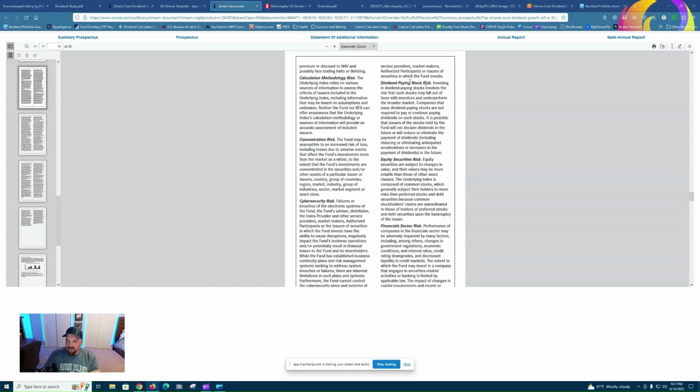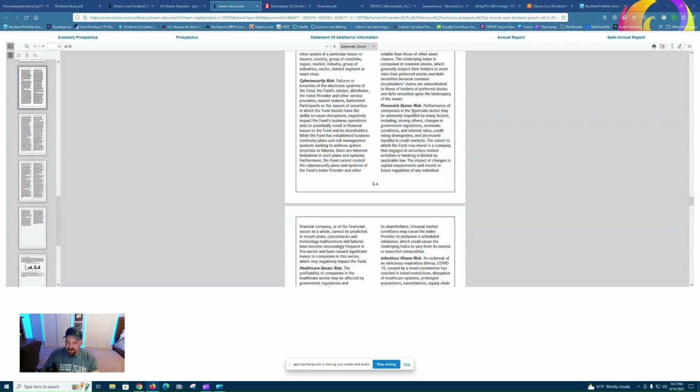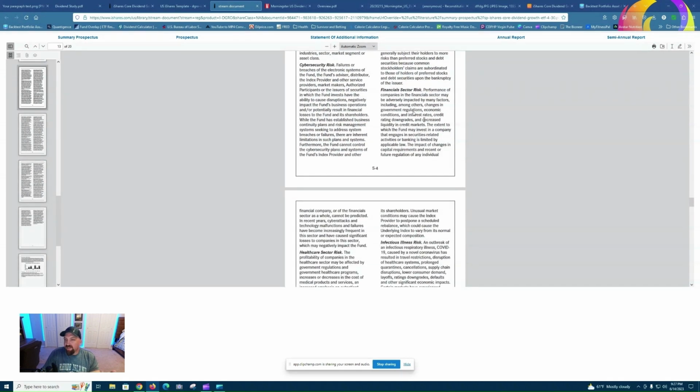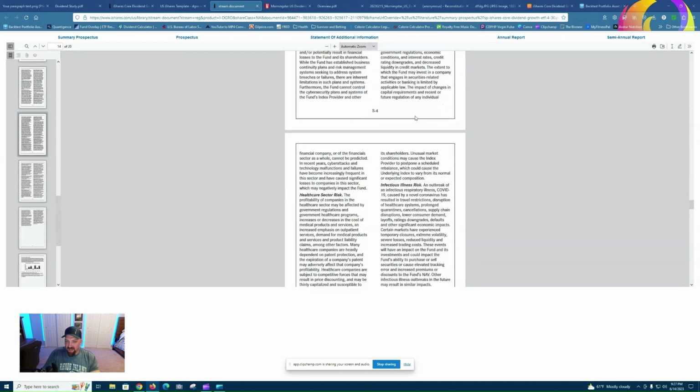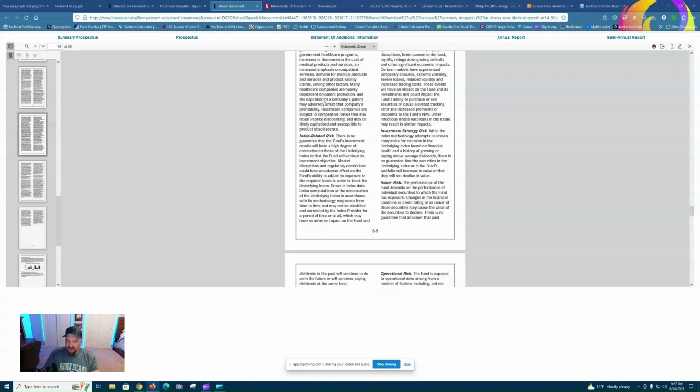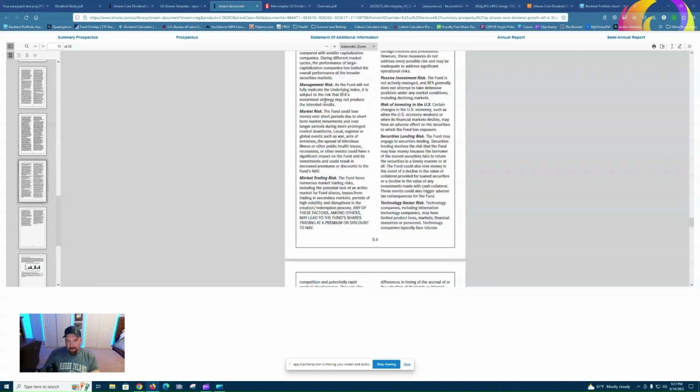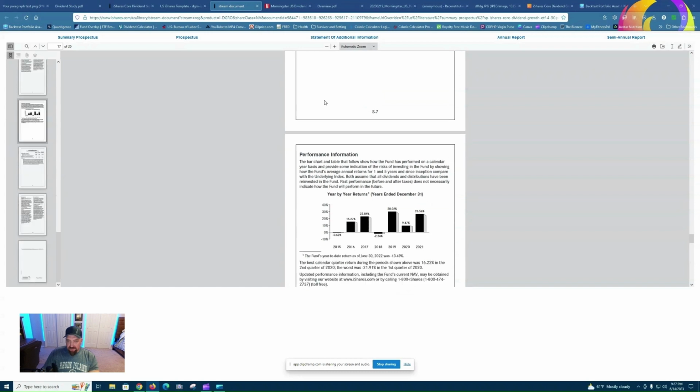Dividend paying stock risk, they're just saying dividend stocks may fall out of favor with investors and underperform the broad market. So they identify that as a risk. Financial sector risk, because financial sectors are more heavily weighted in this, and so is the healthcare sector. So you can go through that.